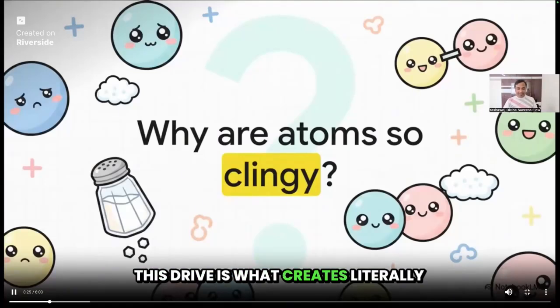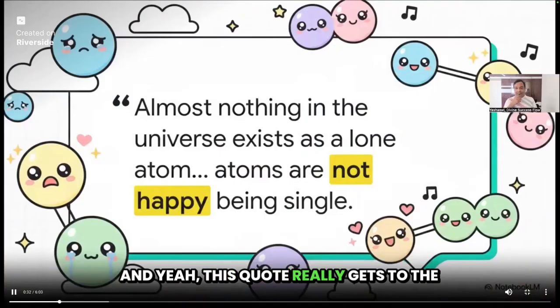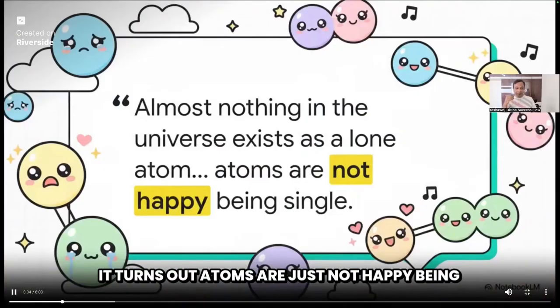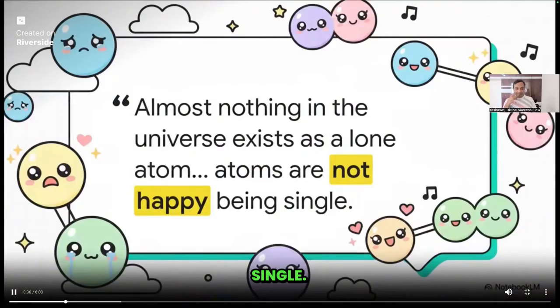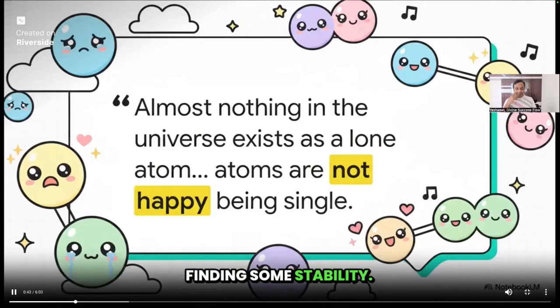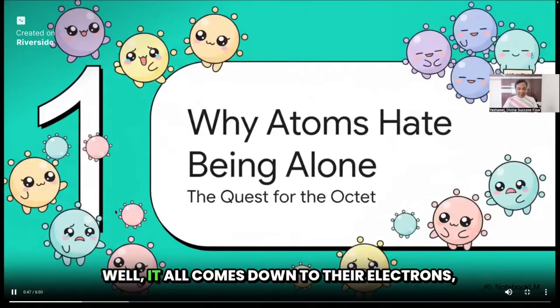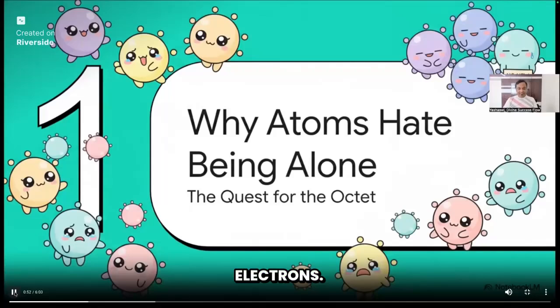This drive is what creates literally everything around us, from the air we're breathing right now to the salt on your dinner table. And yeah, this quote really gets to the heart of it. It turns out atoms are just not happy being single. They're always on the lookout for a partner or maybe a few partners, all in the name of finding some stability. So what is this stability they're all chasing? Well, it all comes down to their electrons, specifically their outer shell of electrons. Most atoms want 8 of them. That's the magic number. We call it the octet.